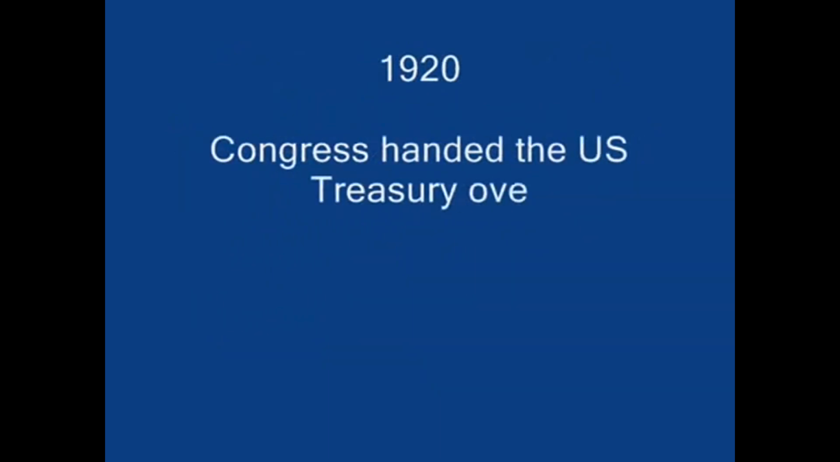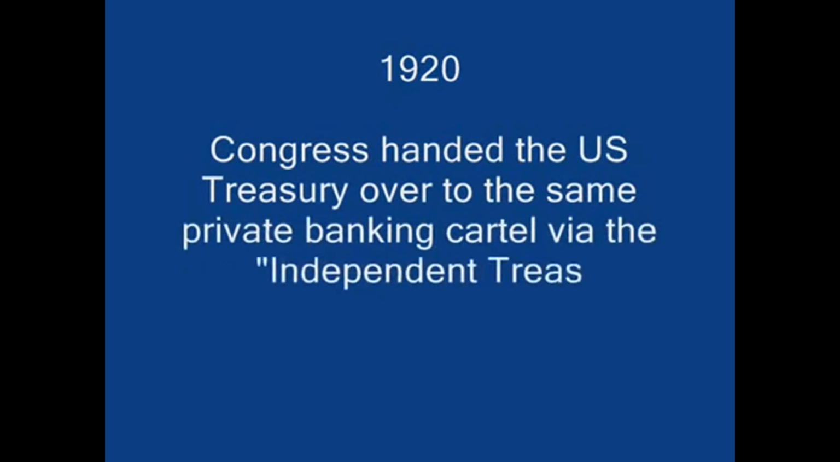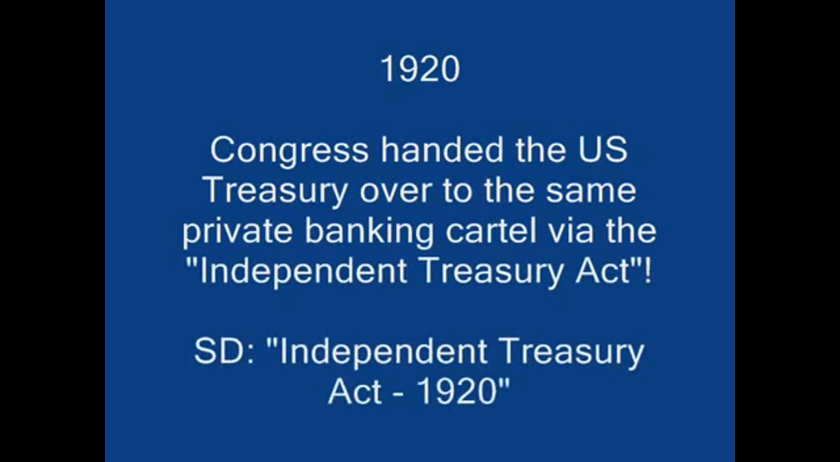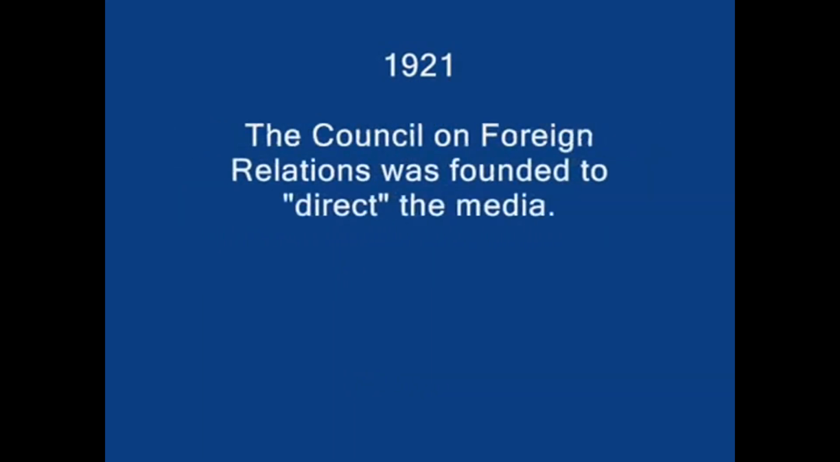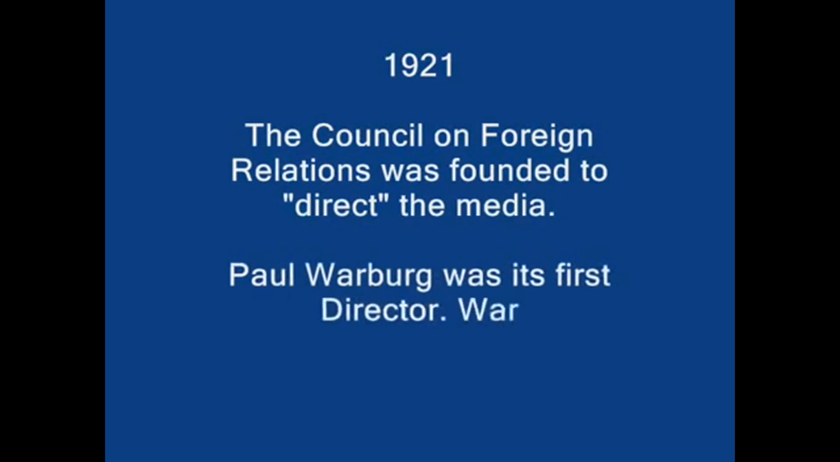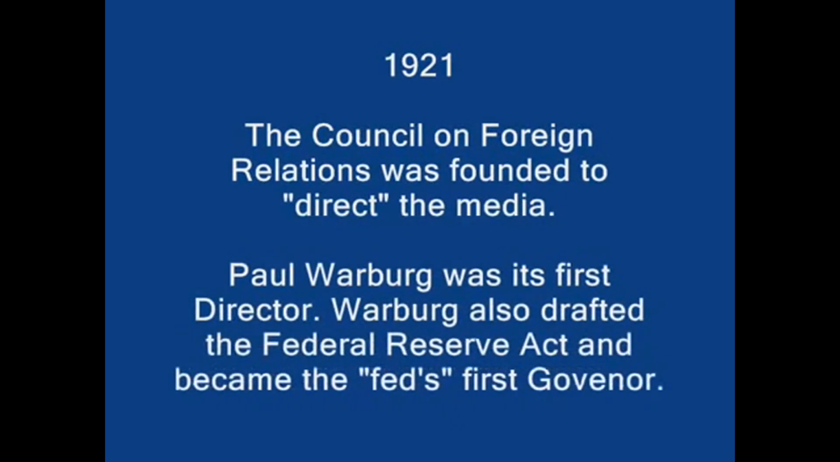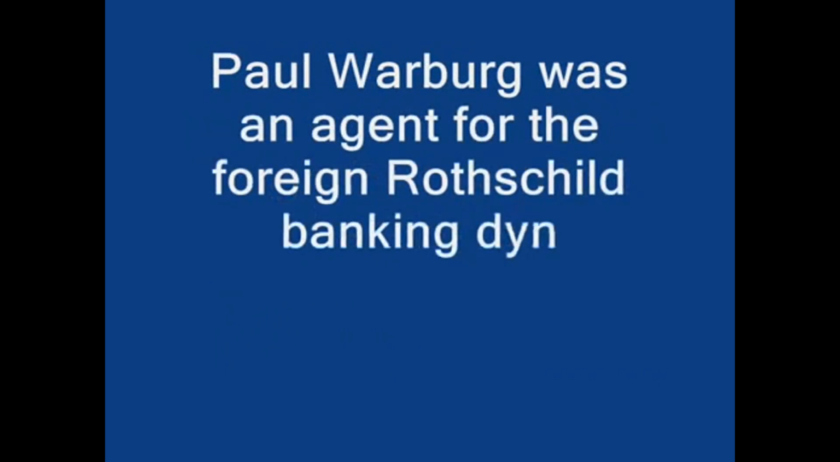(1920) Congress handed the U.S. Treasury over to the same private banking cartel via the Independent Treasury Act. Source document: Independent Treasury Act, 1920. 1921. The Council on Foreign Relations was founded to direct the media. Paul Warburg was its first director. Warburg also drafted the Federal Reserve Act and became the Fed's first governor. Paul Warburg was an agent for the foreign Rothschild banking dynasty.